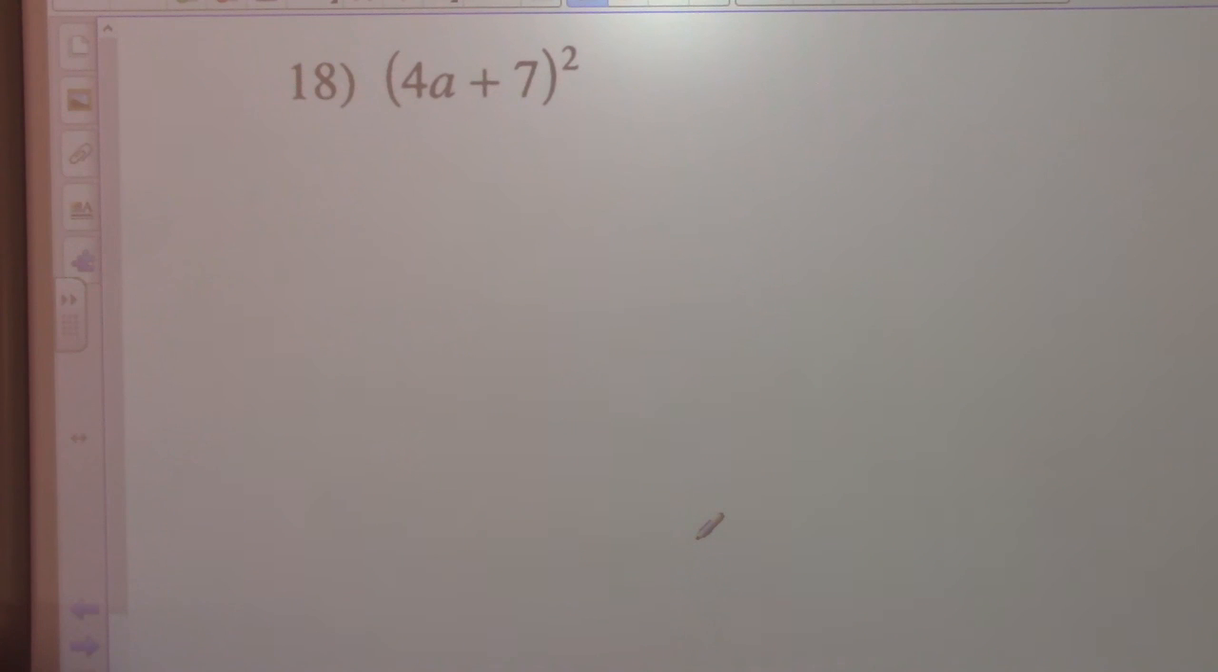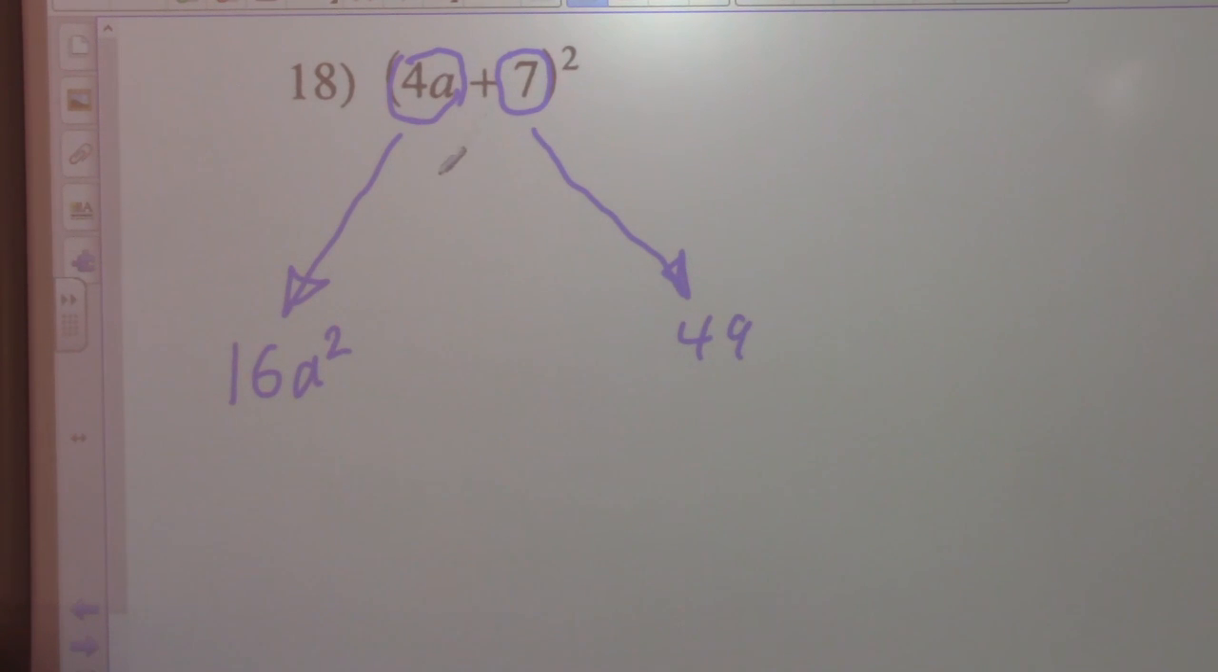Okay. I'm going to do 18 just to show you a shortcut. Remember I told you about a shortcut? Whenever you have a binomial squared, what you can do is, this is a shortcut I'm showing you. You take this first one squared, so what's that going to be? 16a squared, right? So you take the first one squared, and then you take the last one squared. What's this thing squared? 49. Okay, now in the middle, here it is.